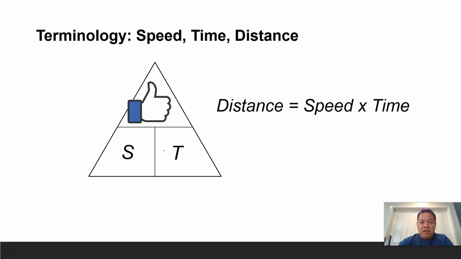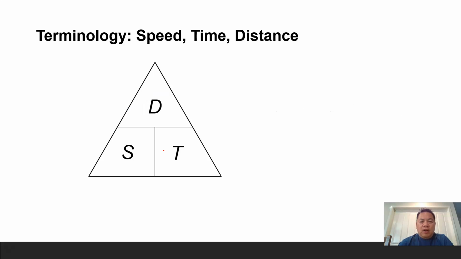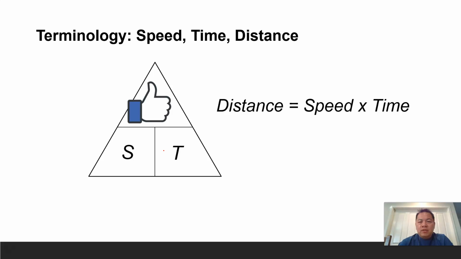So I say again, if you want to find out distance, you just need to cover D, and we will be able to see that S and T are on the same line. It means speed times time. So distance is the same as speed times time. Okay, moving on to the next formula.